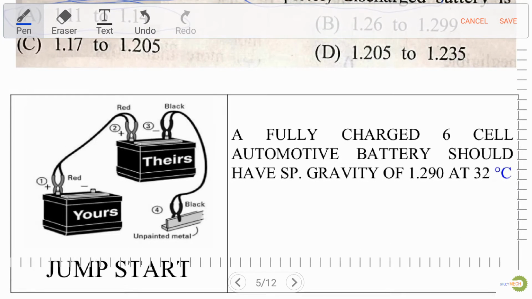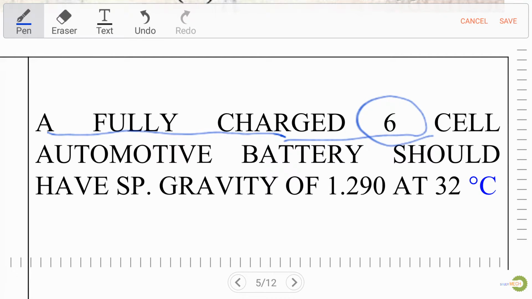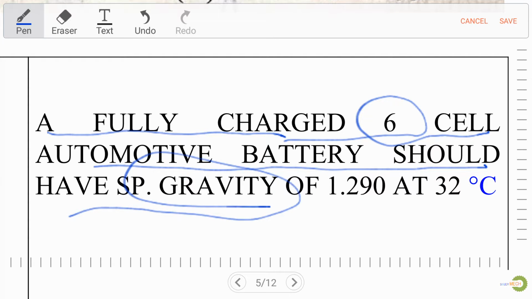Now let's discuss another piece of information. A fully charged 6 cell automotive battery should have specific gravity of 1.290, that we have already discussed, and at 32 degrees Celsius, which means normal temperature.